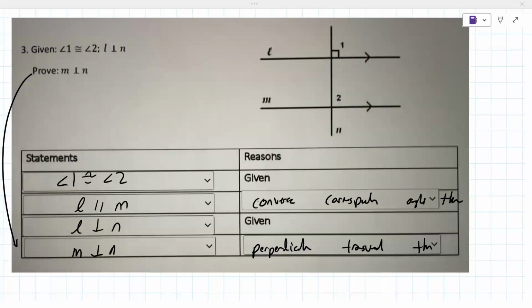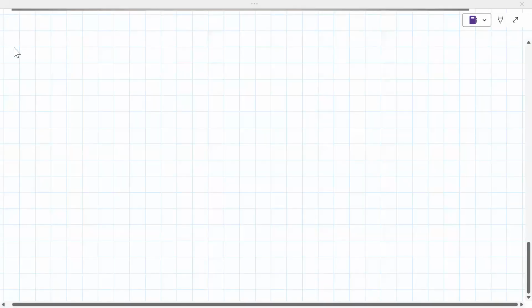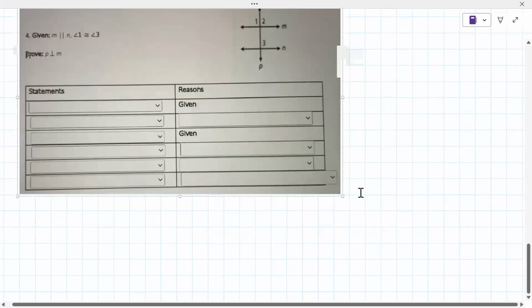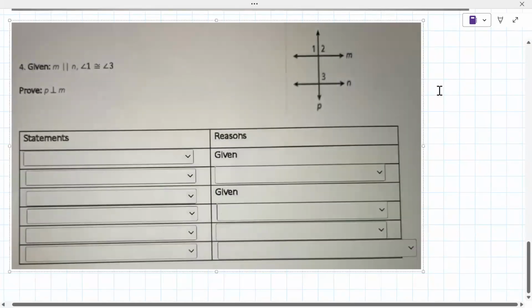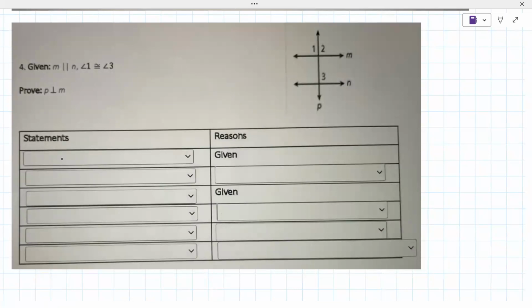Four. All right, so four here. Given M is parallel to N, so we're going to put that here. Okay. So the lines are parallel, that's given. And we know the prove is going to go down here, and then the other given is going to go there. So at least we're somewhat in the direction of getting the right answer. Is that okay so far?